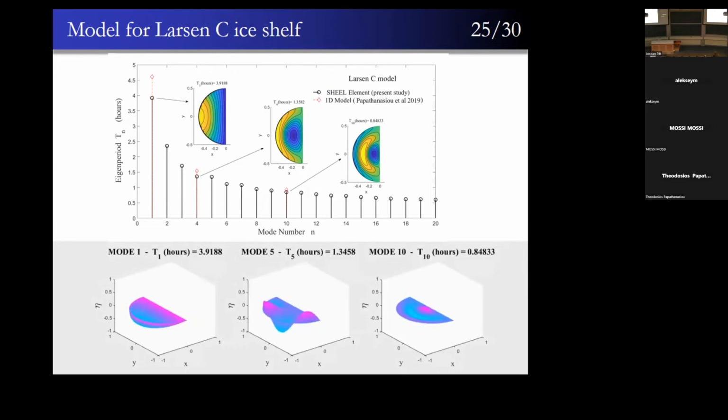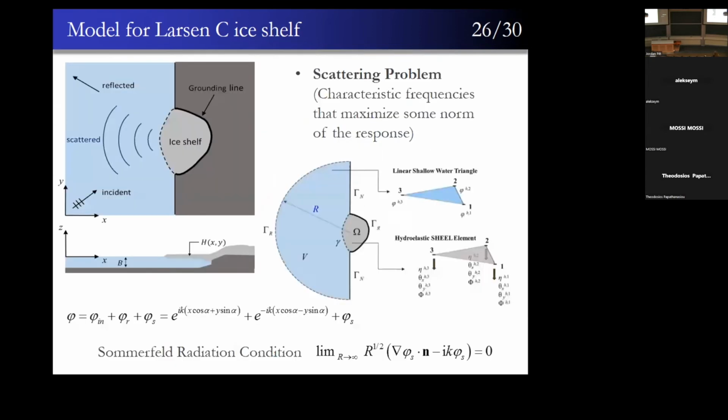So the analysis can be continued, and similarly to the 1D problem, we can solve this as an incident, reflected and scattered field, and I use the term scattered here in general, including also the radiating modes of the oscillating ice shelf. So what I did here is I closed my computational domain using a Sommerfeld condition at the radius r away from the ice shelf, and inside domain omega, I used hydroelastic elements, linear shallow water triangles outside, and applied the Sommerfeld radiation condition on gamma r.